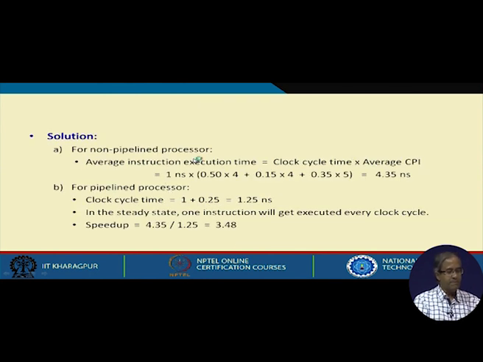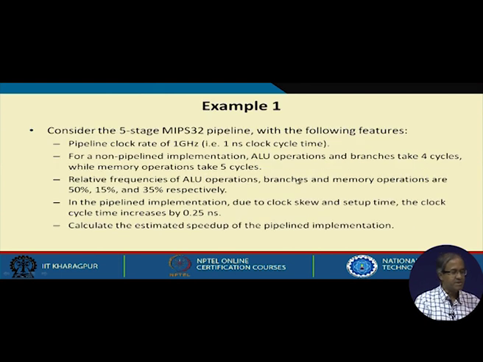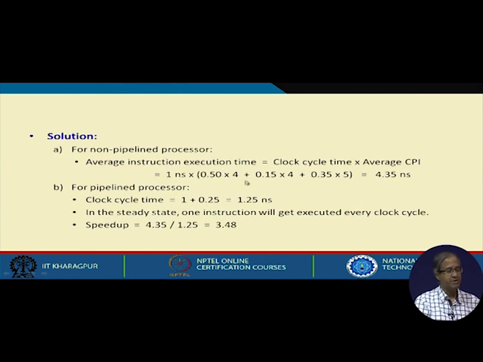For the non-pipelined processor, we can calculate the average instruction execution time by multiplying the clock cycle time with the average cycles per instruction. Now, the clock cycle time is 1 nanosecond, and for average cycles, 50% are ALU, 15% are branch, 35% are memory, and they take 4, 4 and 5 cycles respectively. So, 0.5 into 4, 0.15 into 4, 0.35 into 5. If you calculate, it becomes 4.35.